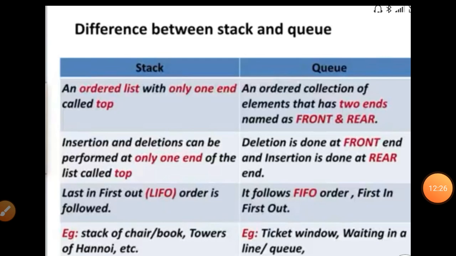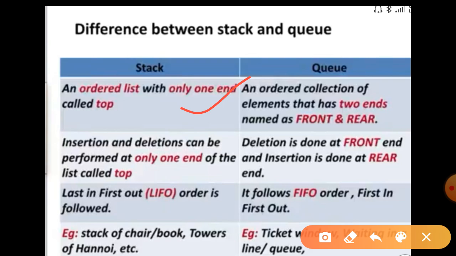Next, the difference between the stack and queue. Already we finished the chapter on stack, and now the introduction is over. Now we'll see the differences between the stack and queue. The first one: what is a stack? Stack is also an ordered list, but with only one end, which is called top. What is the queue? It is also a linear ordered collection of elements, but it has two ends, that is a rear end and a front end. So that is the first difference.